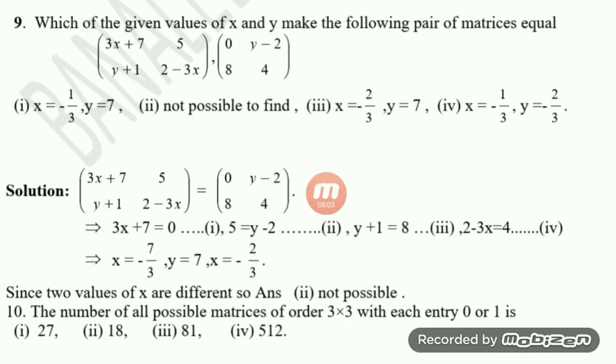Okay. The next question: the total number of all possible matrices of order 3 by 3 with each entry 0 or 1 is again an optional question. You have to form a 3 by 3 matrix. The given entries are 0 and 1.